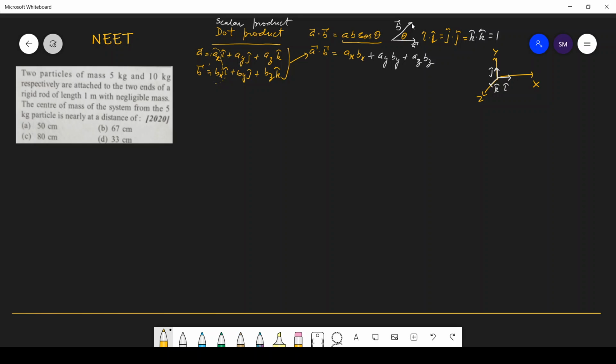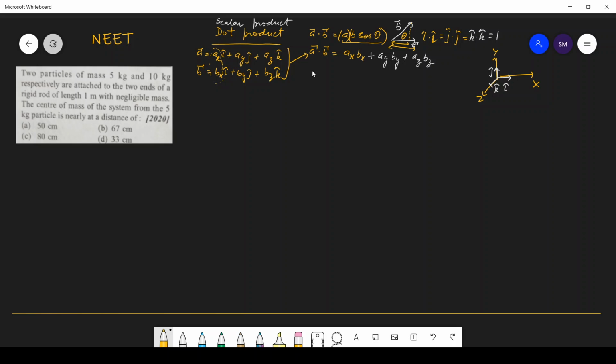So you know that this length is b cos theta and this length is a. So this is a into b cos theta. That's what the dot product is: the vector multiplied by the projection of the other vector on it.